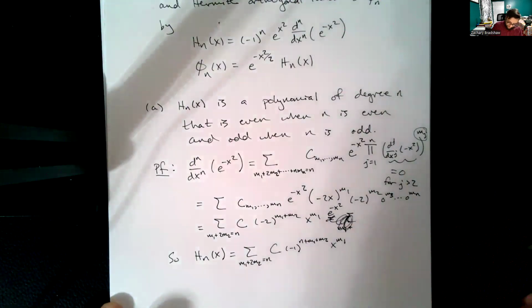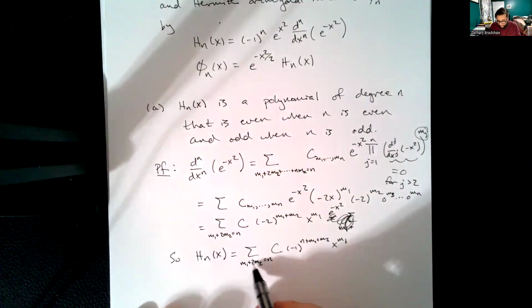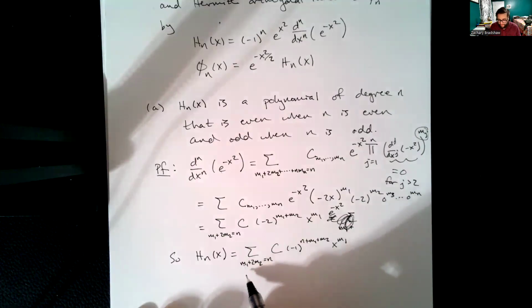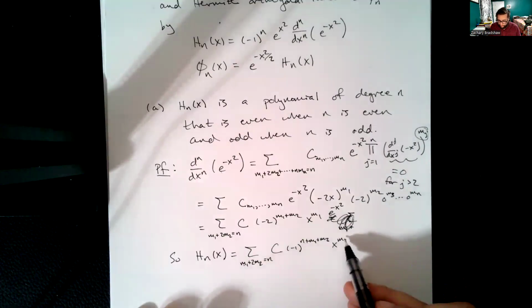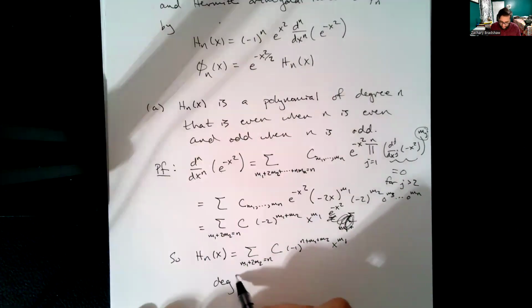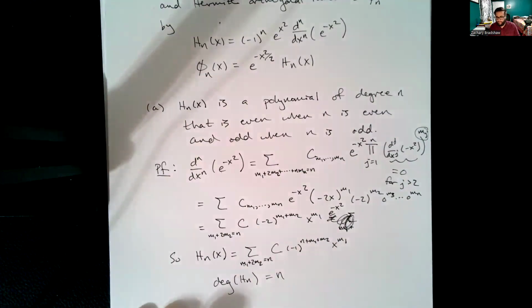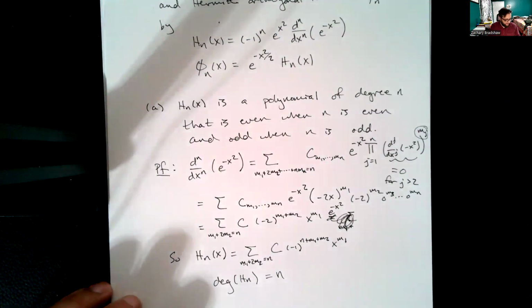And this guy, so one solution to this equation is when m2 is 0 and m1 is n, right? And that's the largest this thing can be, right? So yes, the degree of Hn is in fact going to be equal to n. And so we're going to have a polynomial of degree n.